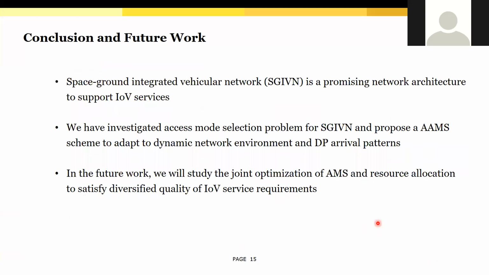Finally, I will conclude this presentation. First, the space-ground integrated vehicular network (SGIVN) is a promising network architecture to support IOV services. And second, we have investigated the access mode selection problem for SGIVN and proposed an AMS scheme to adapt to the dynamic networking environment and the data packet arrival patterns. In the future work, we will study the joint optimization of AMS and resource allocation to satisfy the diversified quality of IOV service requirements.